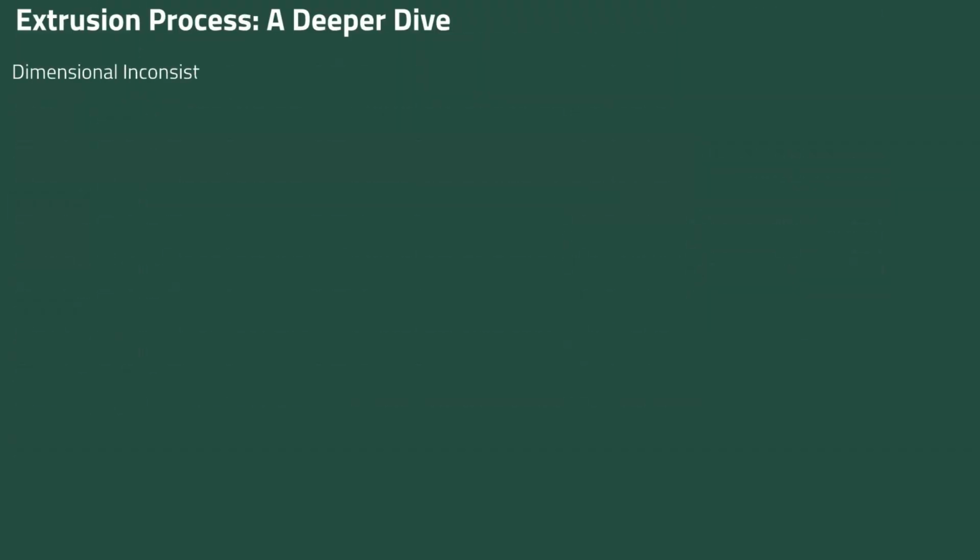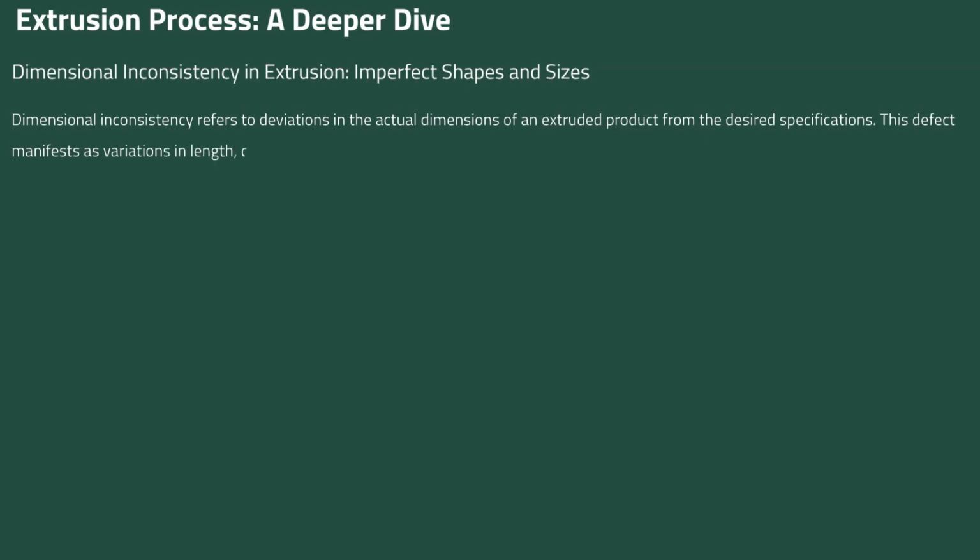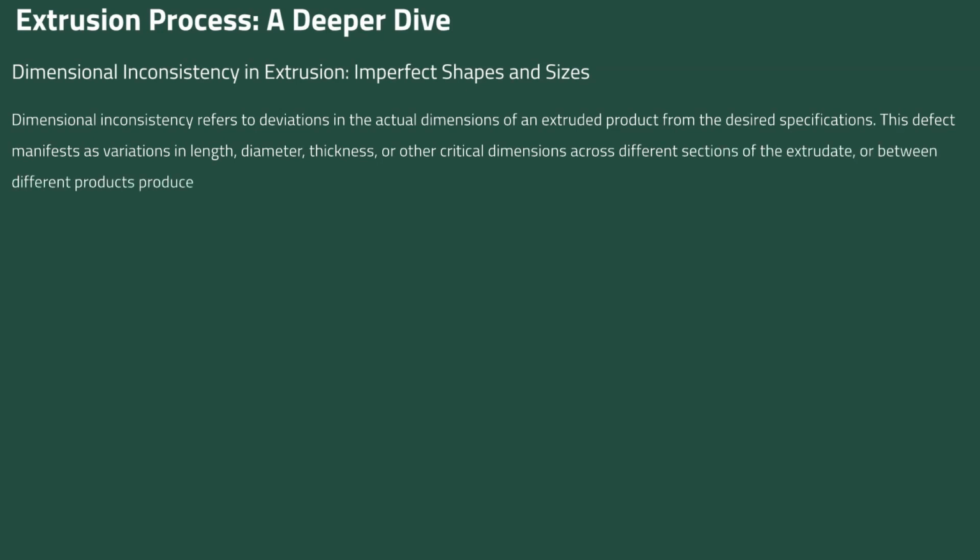Dimensional inconsistency in extrusion: imperfect shapes and sizes. Dimensional inconsistency refers to deviations in the actual dimensions of an extruded product from the desired specifications. This defect manifests as variations in length, diameter, thickness, or other critical dimensions across different sections of the extrudate, or between different products produced in the same batch.